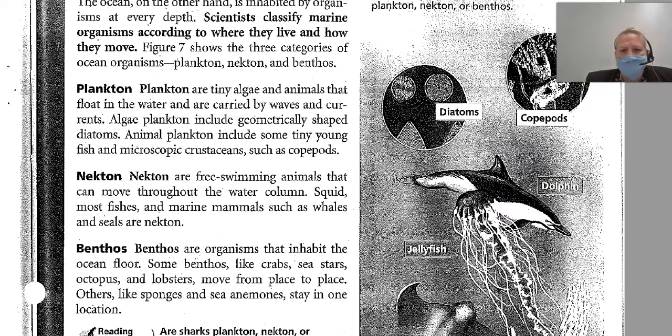Plankton are tiny algae and animals that float in the water and are carried by waves and currents. Algae plankton include geometric shaped diatoms. Animal plankton include some tiny young fish and microscopic crustaceans such as copepods. Okay, so all of these are plankton here.